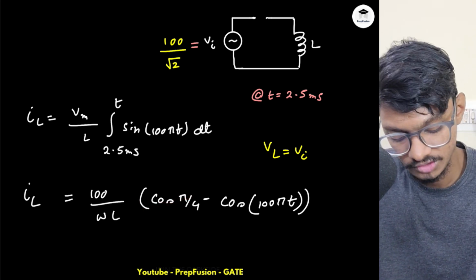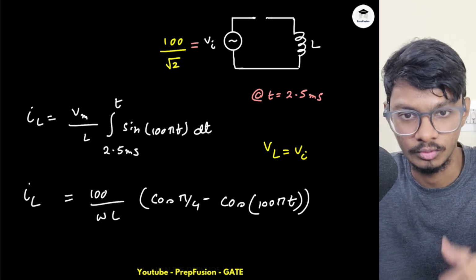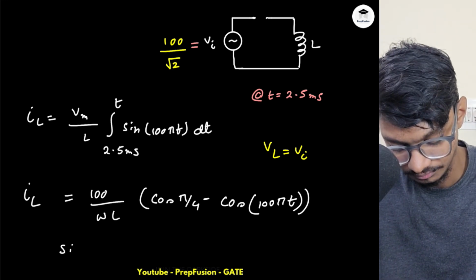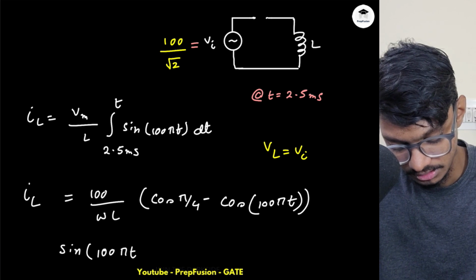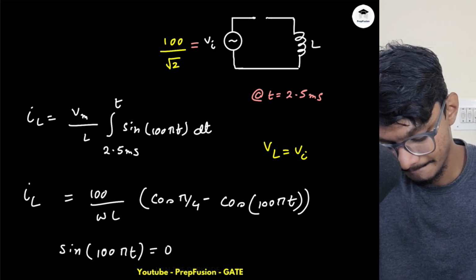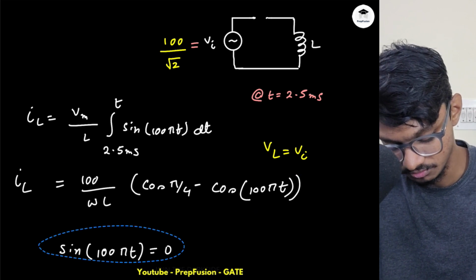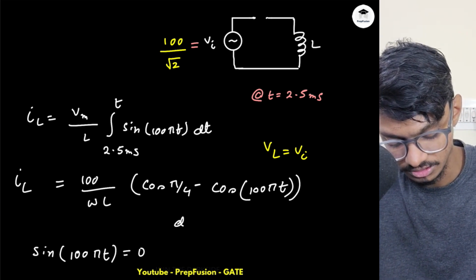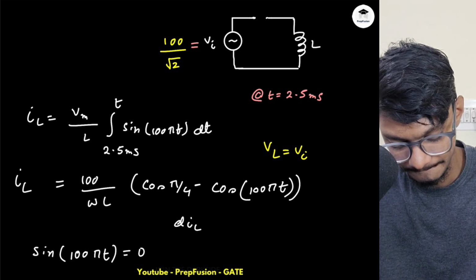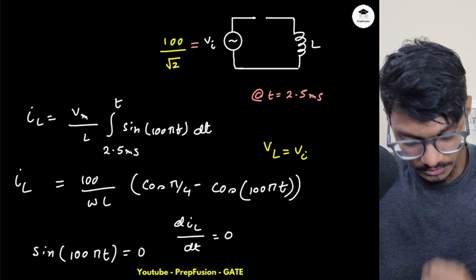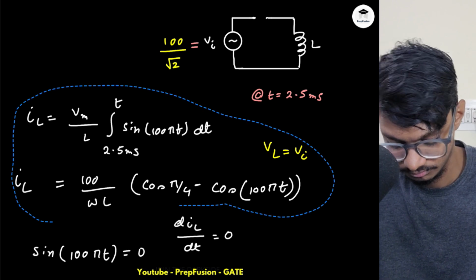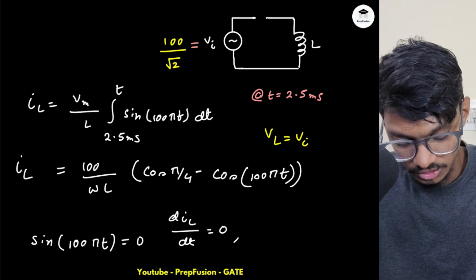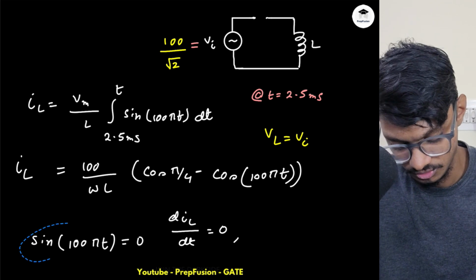We'll see that. First of all, for finding maxima of any function, what do we do? We make the derivative 0. So if I make the derivative of this 0, sine 100 pi t has to be equal to 0, right? What I am doing is making dIL by dt equals to 0. I have eliminated the constants, so I will not write them here just to save time. If dIL by dt equals 0, that means this has to be equal to 0.